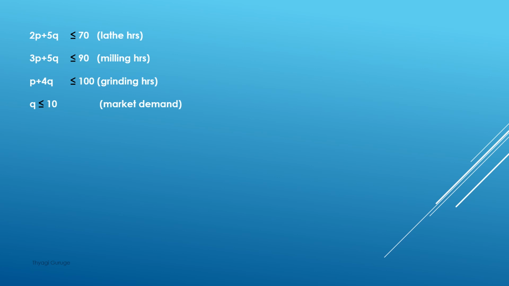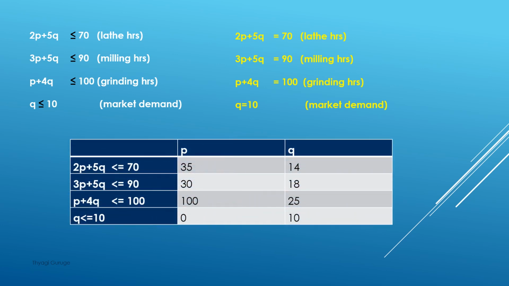Accordingly, the equations in the yellow color reflect the equations which ignore the inequalities. Based on these equations, we can find the coordinates of the graph as follows. Sometimes you may wonder how we have developed these values for P and Q. So let's move forward and find how we have developed these values for P and Q.